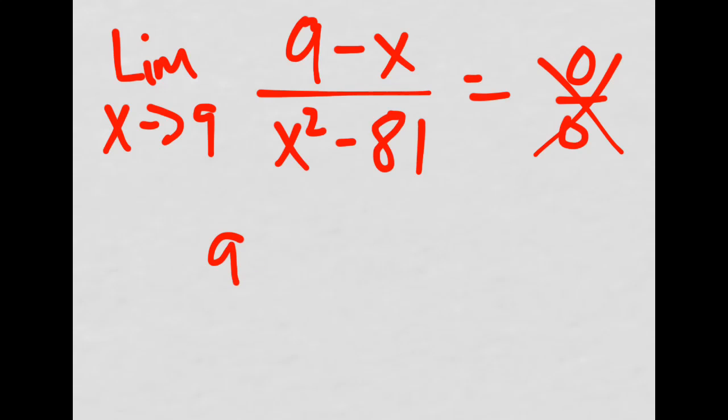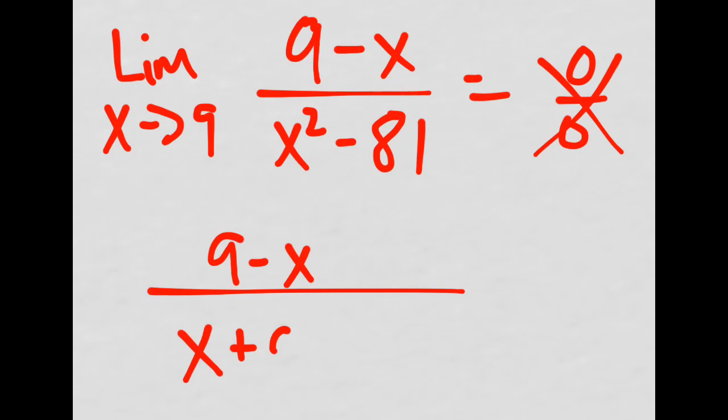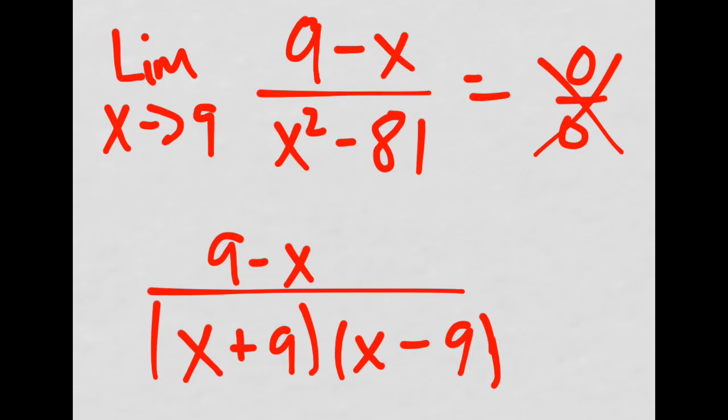So 9 minus x is on the top. How do I factor the bottom? It's a difference of squares, so it factors into what? x plus 9 and x minus 9. Now, is this on top the same as what's on the bottom of either one of these? No. But I can manipulate it to be like that.